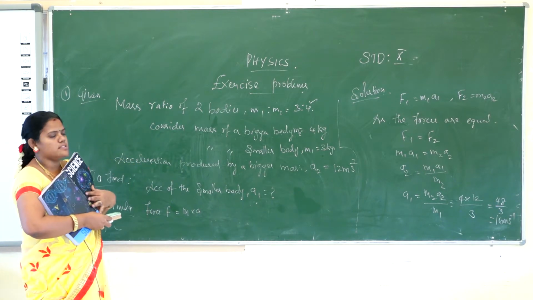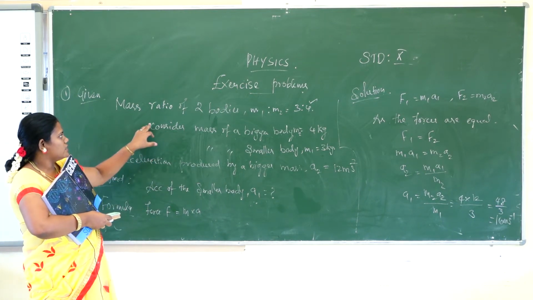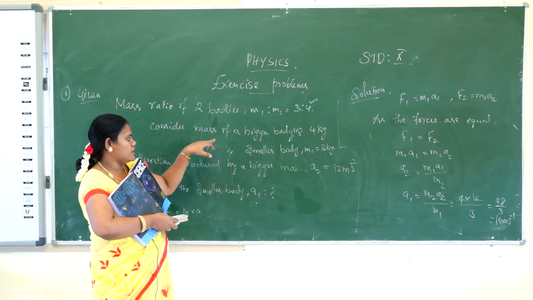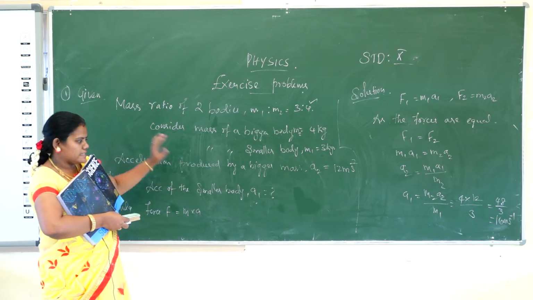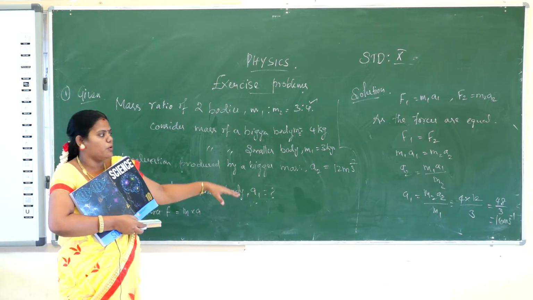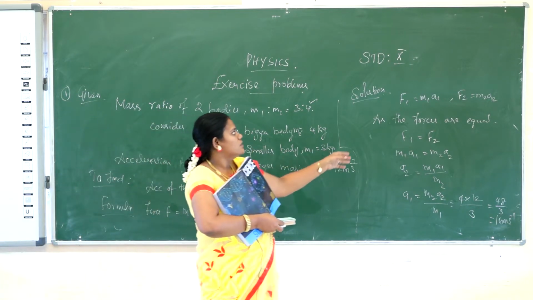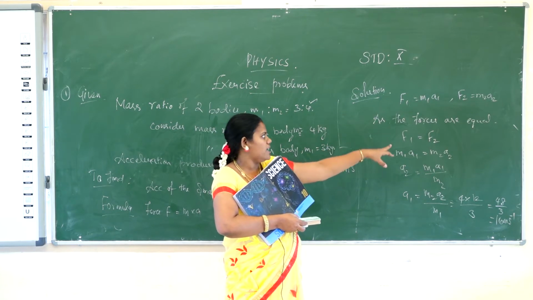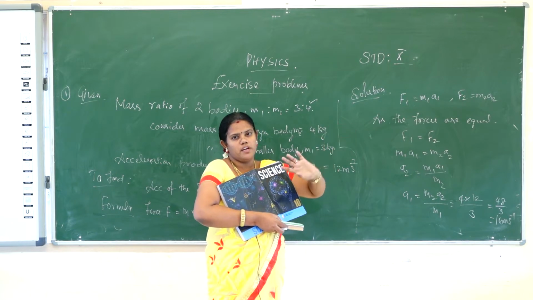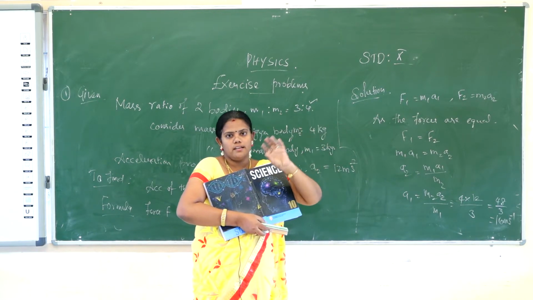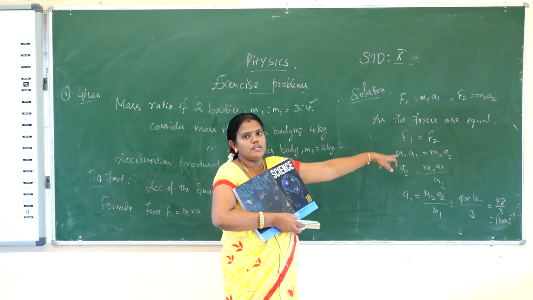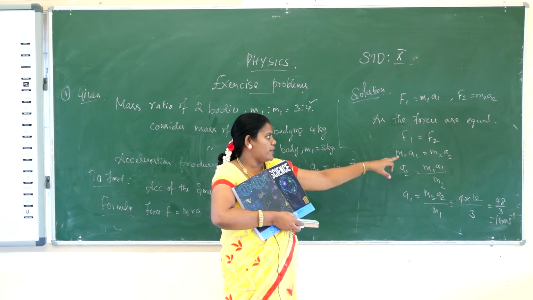How did we calculate this value? First, the given values are the mass ratio of two bodies, the mass of the bigger body and the smaller body. The acceleration is given for one body, so we can easily calculate the acceleration for the other body. The formula is force F is equal to m into a. The force acting on the first body will be equal to the force acting on the second body. So m1 a1 is equal to m2 a2.